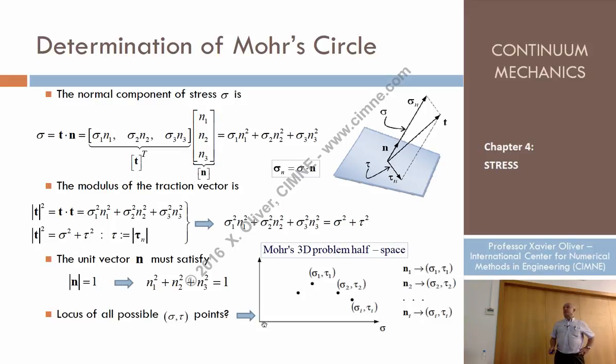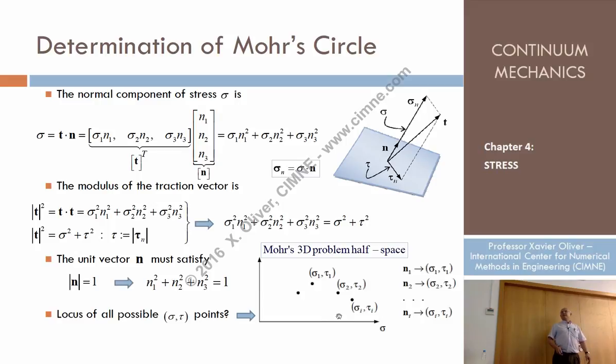So these points would always be in the positive half space here, but of course they can also be on this side or on that side. Okay? So I could do that for one n. Now imagine that I want to compute for another n, and I obtain another point. I'll do that for another n, that's another point. So for every n, for every orientation of planes passing through the point that I'm studying, I could compute their representative point in the Mohr 3D problem half space, in the Mohr space.